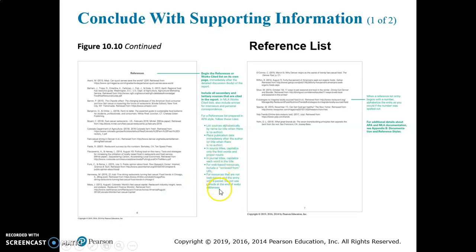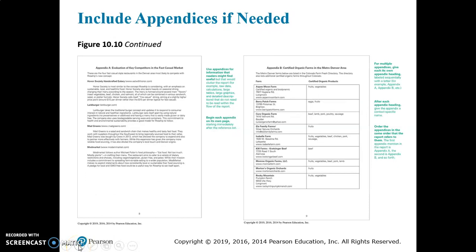There are some basic rules right there. You can read those, familiarize yourself with those, or at least have them handy as you review your paper, because you want to follow the right rules. Including appendices if needed. In this case, the appendices are an evaluation of competitors in the fast casual market, and certified organic farms, which would basically be sources for these restaurants.